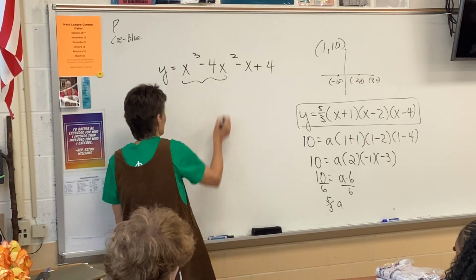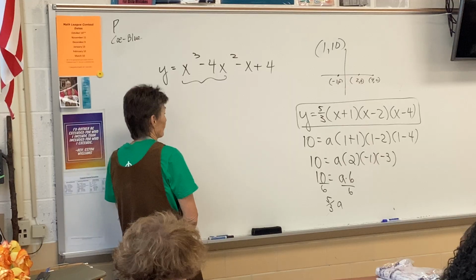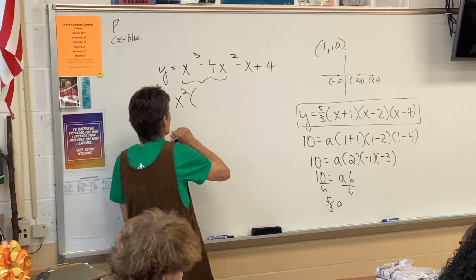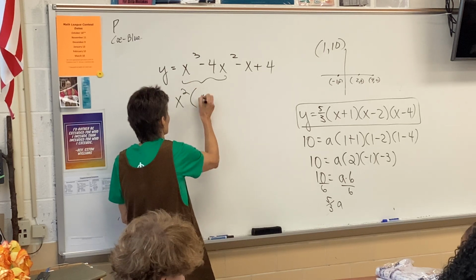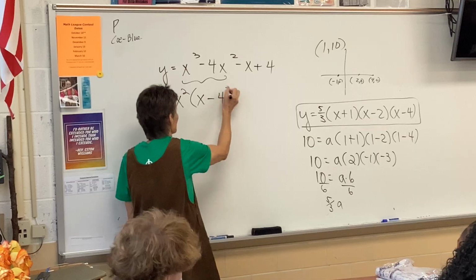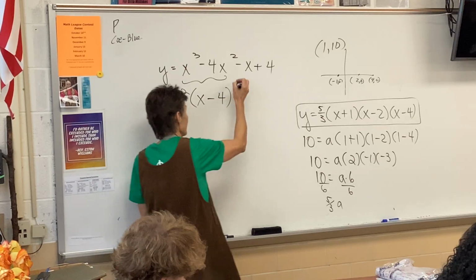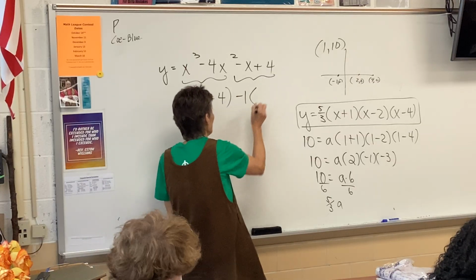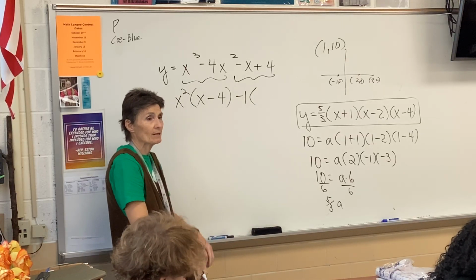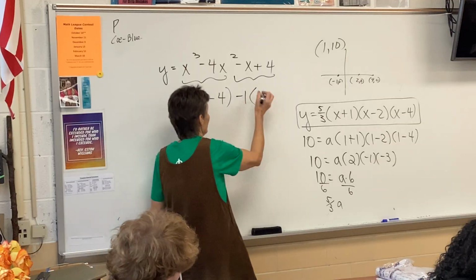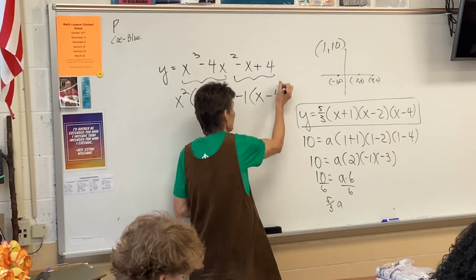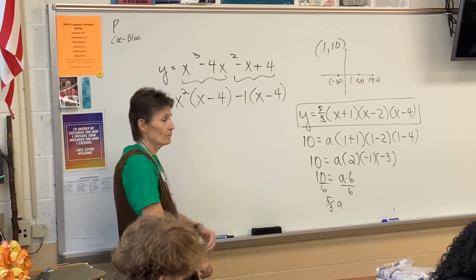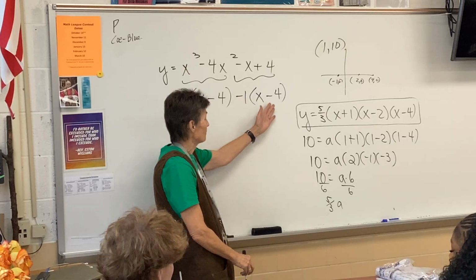So what am I going to take, Mr. Ayers, what am I going to take out of these first two? X squared. X squared. And that will leave me with x minus 4. Now, this one's a little bit tricky. Negative 1 is what I'm going to take out, and if I take out a negative 1, I will be left with x minus 4. Remember, if you take out a negative, you change the signs.